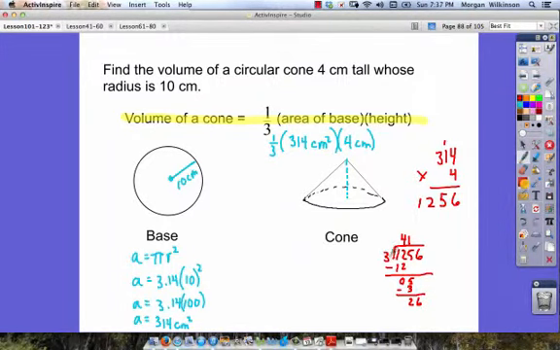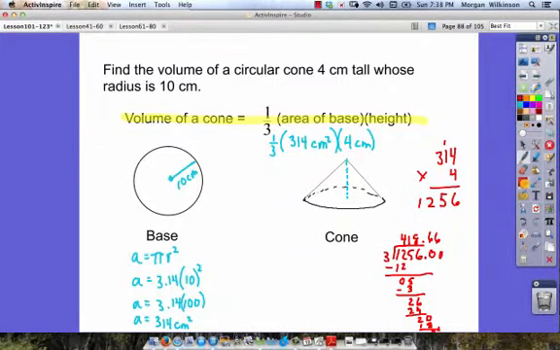3 is going to go into 26 8 times. That's 24. We've got 2 left over. We're going to add a decimal point and a 0. 3 goes into 20 6 times. That's 18. We've got 2 again. We don't have room for a 2 again, but we're going to have a 0. 3 would go into 20 6 times, and you can see we've got a repeating decimal.